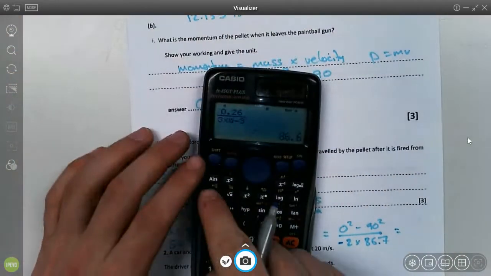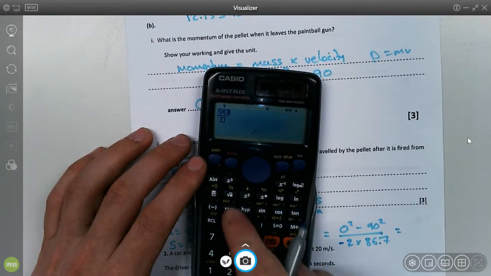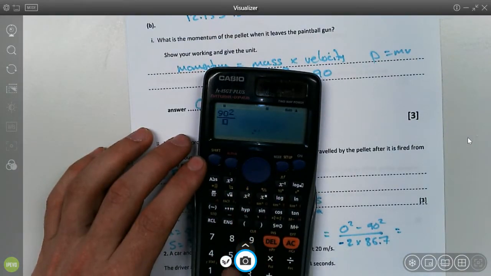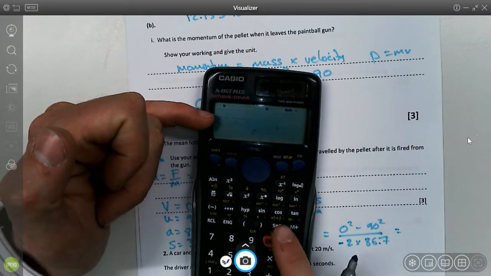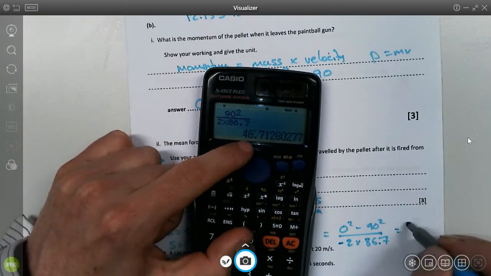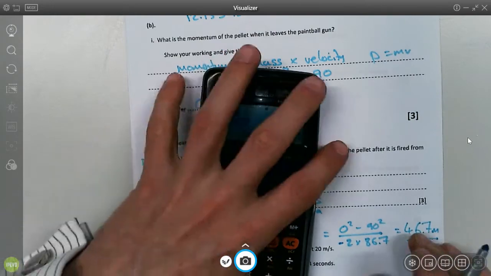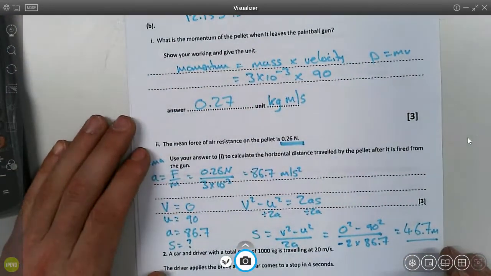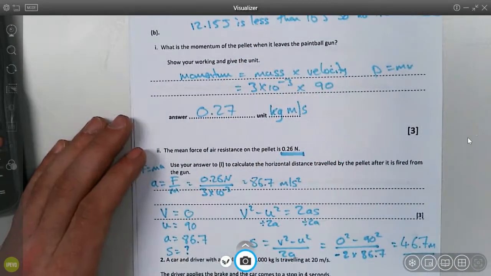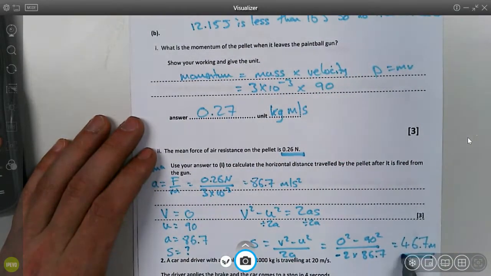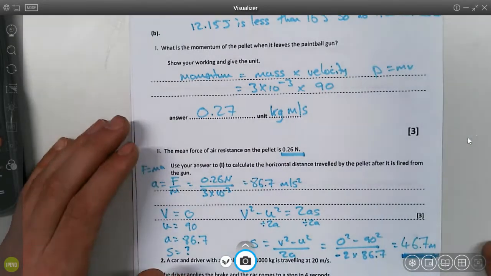So let's now type that in our calculator. So 90 squared over 2 times 86.7. You can see I've actually missed out the minus signs because they cancel out. And I get 46.7 meters. Is this a sensible answer? Well, it's a paintball gun. Paintball guns don't go that far. 46.7 meters is probably a sensible answer for this.